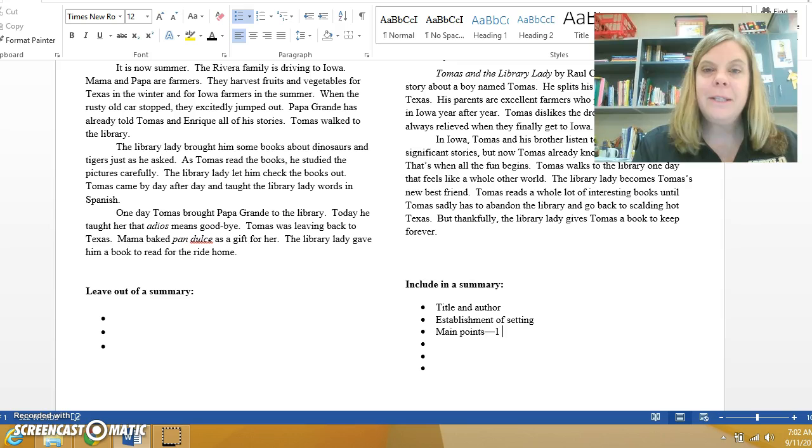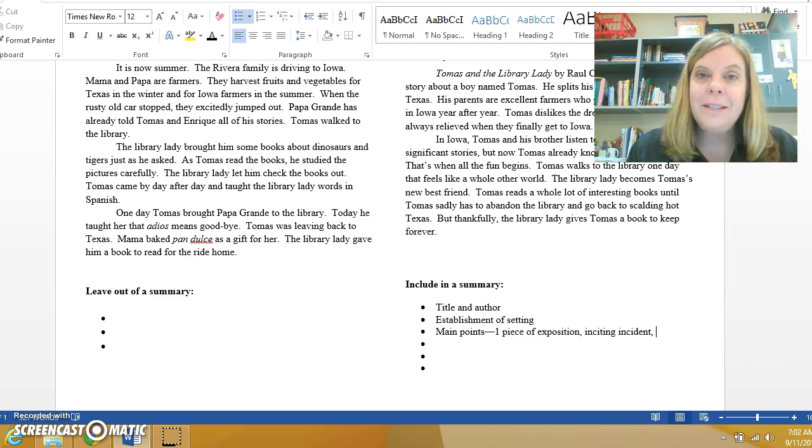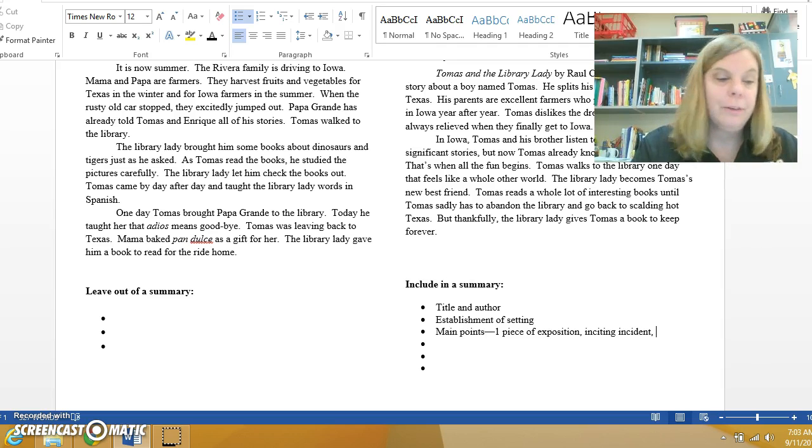So some things to keep in mind. You want one piece of exposition, something to introduce the characters, even when you're establishing the setting. That could be that piece of exposition. You definitely want to make sure that you are including the inciting incident. You don't need to say that it's the inciting incident, but you do want to introduce that event that brings about the main conflict of the story.